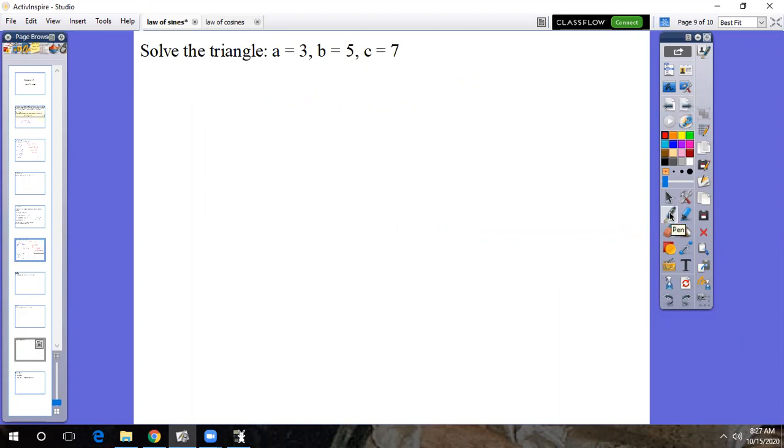All right, so we're going to do a couple examples in class, the ambiguous case. So I wanted to throw this example on here too to show you that there are limitations to the law of sines.